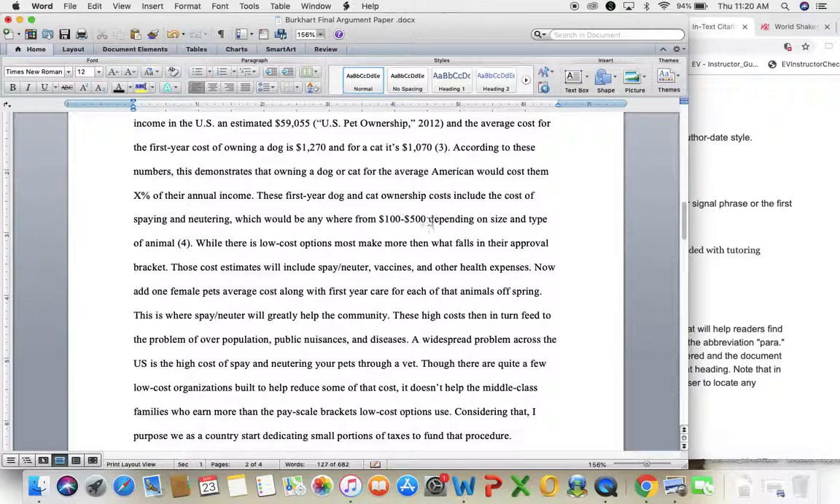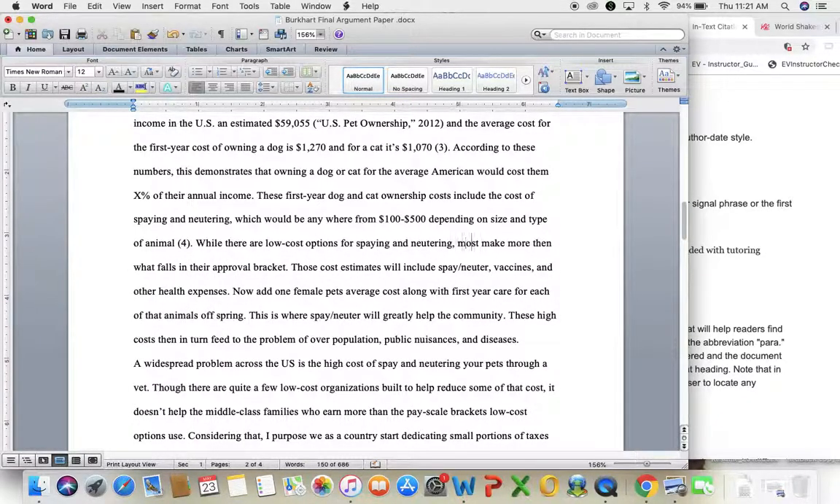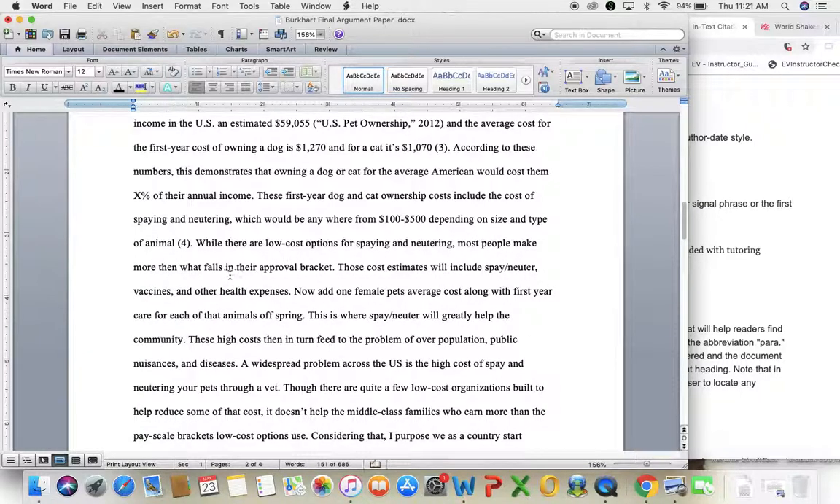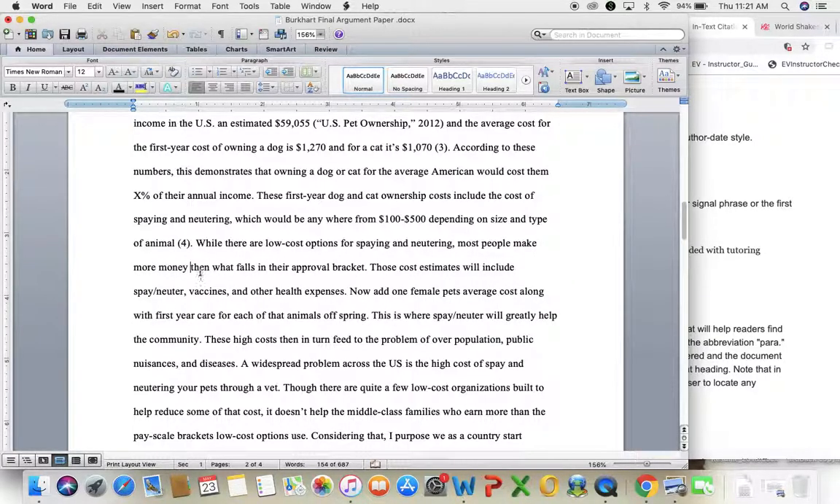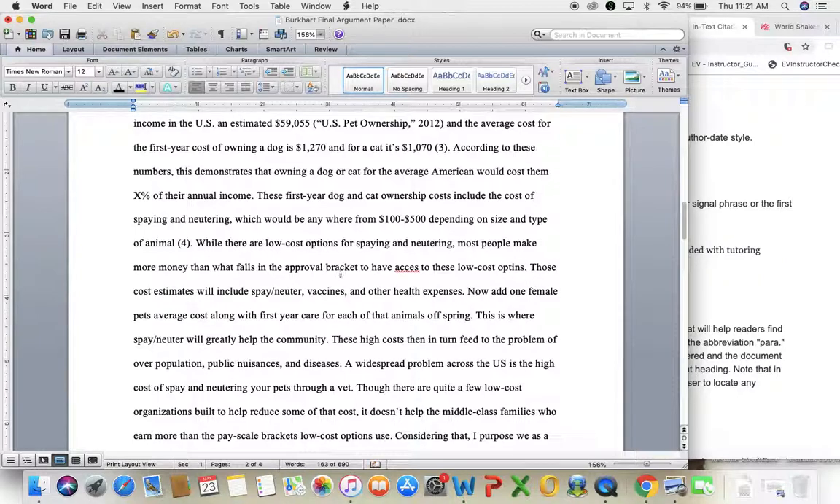Right, which would be anywhere from $100 to $500 depending on size and type of animal, right? And then your in-text citation needs work there. And then you have your verbiage. While there are low-cost options for spaying and neutering, I think what you're talking about there, most people make more money than what falls in the approval bracket to have access to these low cost options.